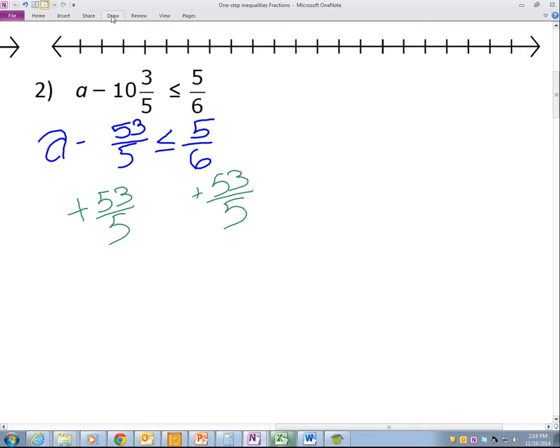Now, what a lot of you have made errors on in the quiz is that when you have 53 fifths, you're trying to nudge it in between the inequality or the equation. No, it needs to be put over here in the next step, because 53 fifths is being added to 5 sixths. So I'm going to rewrite it like that: A by itself now is less than or equal to 5 sixths plus 53 fifths.